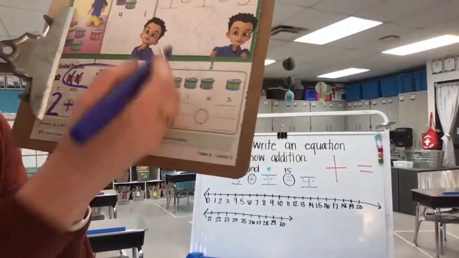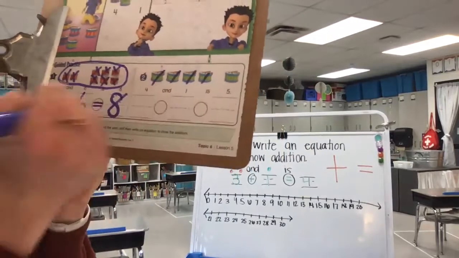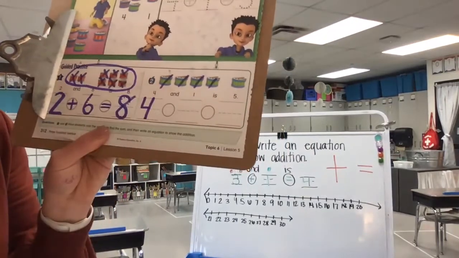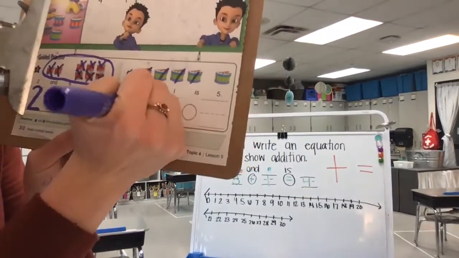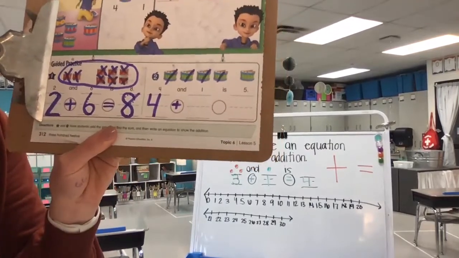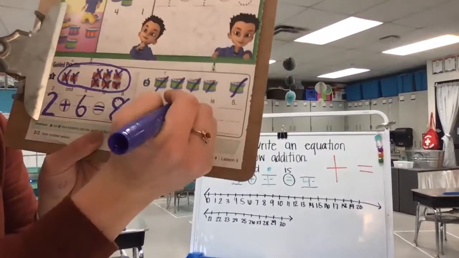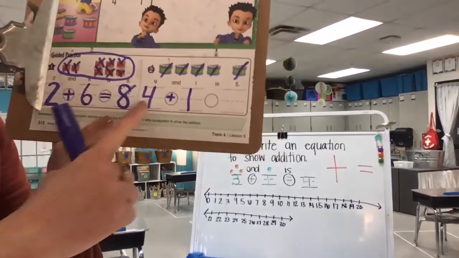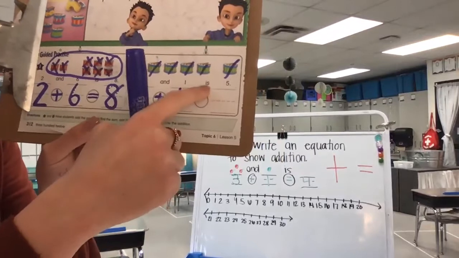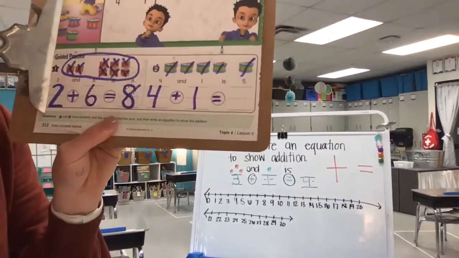Let's count our first group. I have 1, 2, 3, 4. So I'm going to write my 4 on the first line. Then I have my word and, which tells us we're adding. So I'll put my addition symbol or plus sign there. And then let's count my second group. 1. So now I have 4 add 1. The word is tells me I need to put my equal sign.